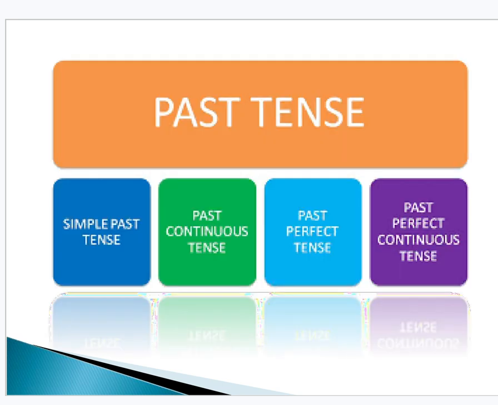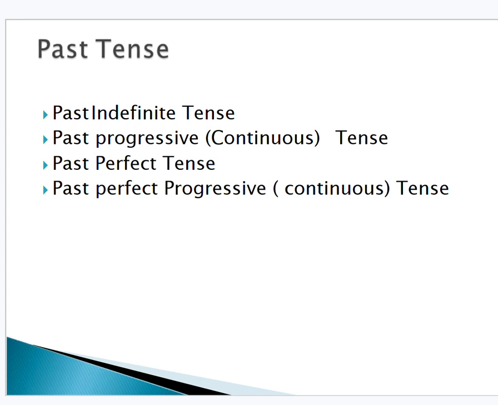Past tense. Past also has four divisions: past simple tense, past continuous tense, past perfect tense, and past perfect continuous tense. Past simple is also called past indefinite, as I said before.